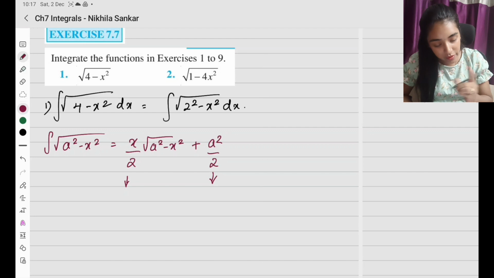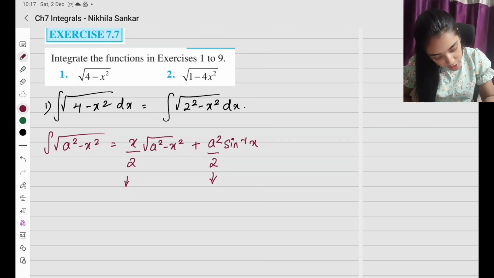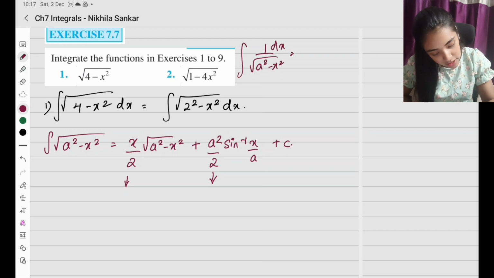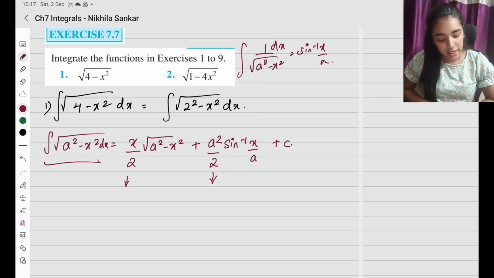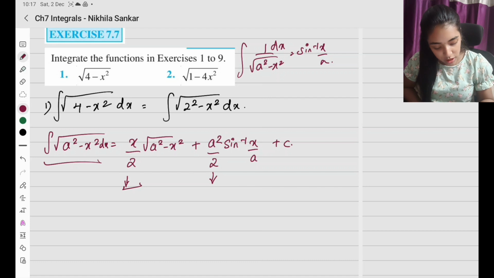When it's square root of a square minus x square, it is sine inverse of x divided by a plus c. Right? For 1 by square root of a square minus x square dx, it is only sine inverse of x by a. But when it's a multiplication like this, you have these additional terms. First x by 2, next a square by 2.